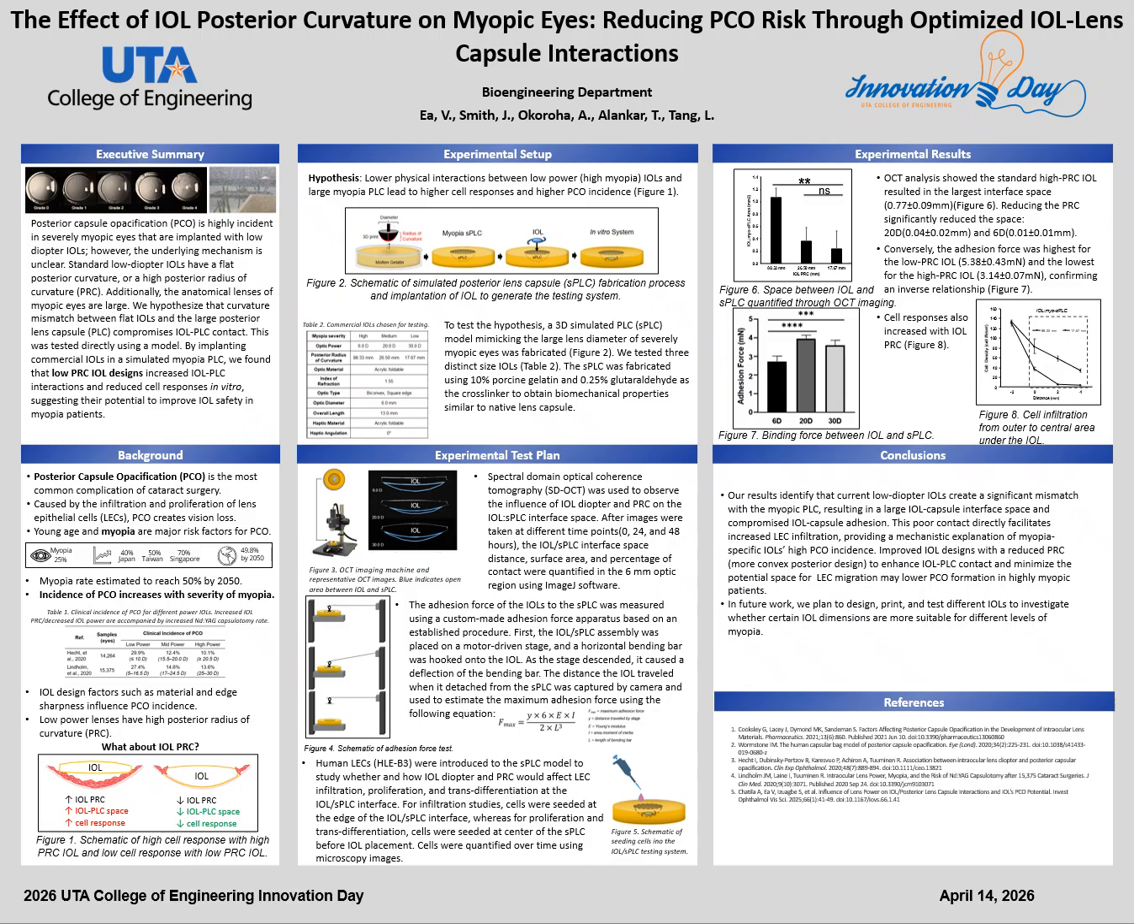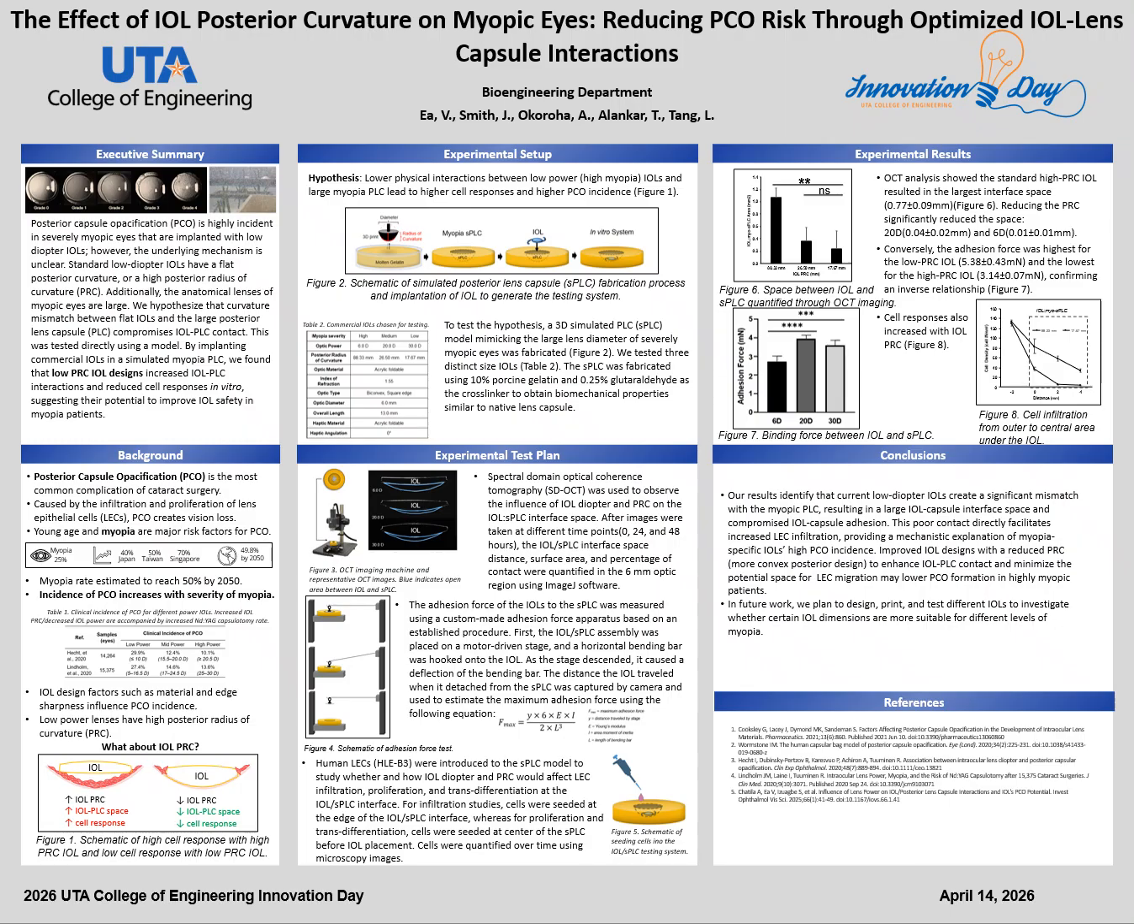First, we analyze the space between the IOL and the lens capsule, the SPLC, our simulated lens capsule, using a technique called optical coherence tomography. And this allowed us to image a cross-section of that test system and measure that space directly. Next, we wanted to see how well the IOL bound to the lens capsule. So we were able to measure this directly using this custom bending bar apparatus. And lastly, we seeded cells into this testing system and quantified the amount of cells that were able to infiltrate behind that IOL.